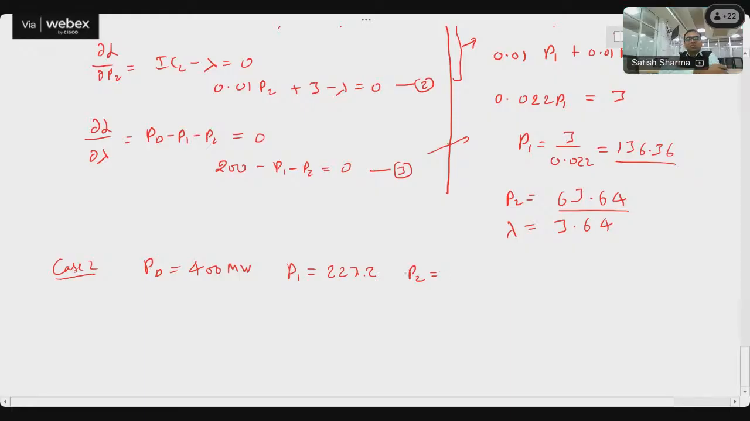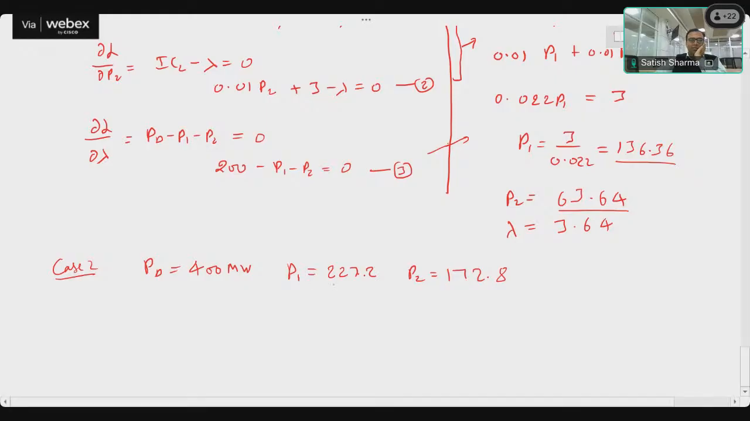400 minus 227 is, I think, 172, 172.8. Yes, so if I go with this figure, 227, this much demand will come. And is this so? If you look at these values, 5 divided by 0.022 is this, and minus 400 is 172.8 or 172 or something like that. So approximation can be this value.